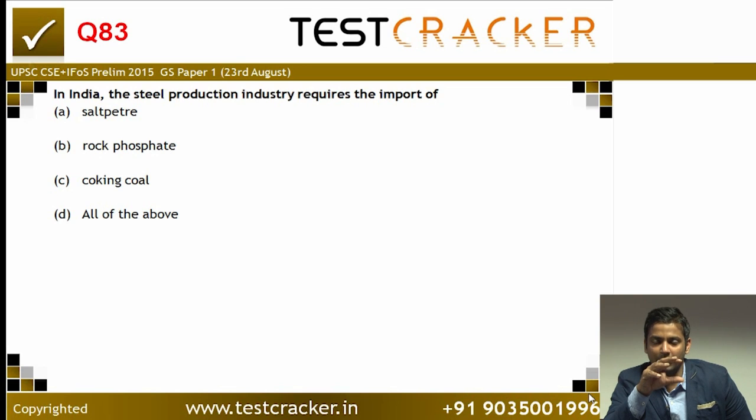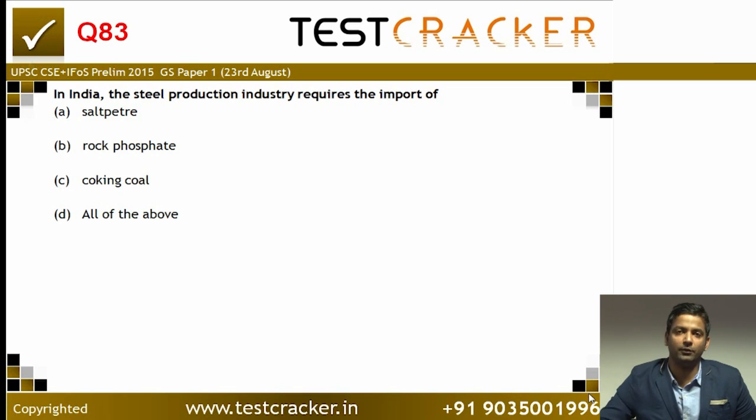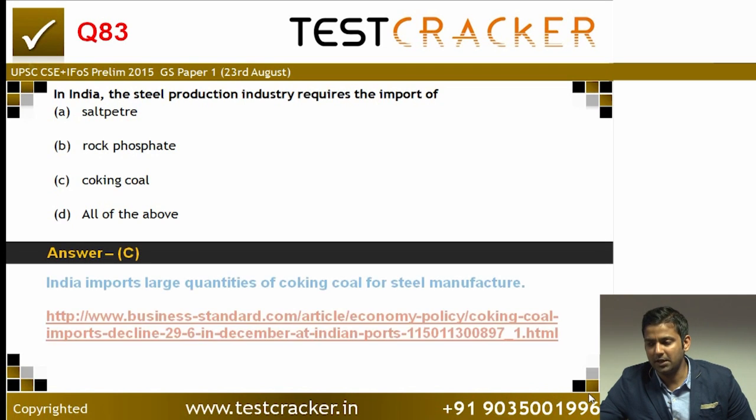However, the question is, our steel production industry requires the import of which of these. So the import requirement is only with regards to coking coal, which is option C, and therefore we will go with option C, coking coal.